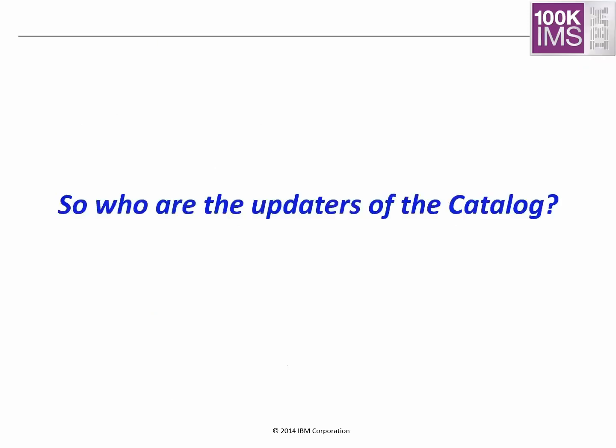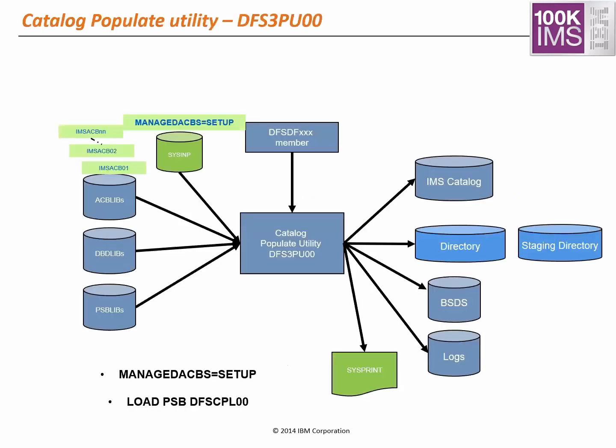Okay, so I mentioned updaters of the catalog. Who are the updaters of the catalog? I mentioned that, but here it is again. The catalog populate utility is used to populate the catalog, so it's an updater. When you run it to set up an IMS managed ACB environment, you have to run the catalog populate utility with managed ACBs equals setup, and you have to use a load PSB, DFS CPL00. The utility will read the ACBs and build the catalog for you. It'll build the directory data set, the staging directory data set, and all that stuff.